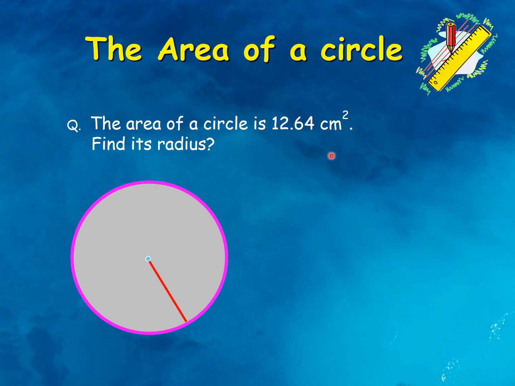Now what is the area of this circle? I mean, the area of the circle is already provided, 12.64 centimeter square. You have to find the radius. See, we know the formula to find the area is A equals pi r square.